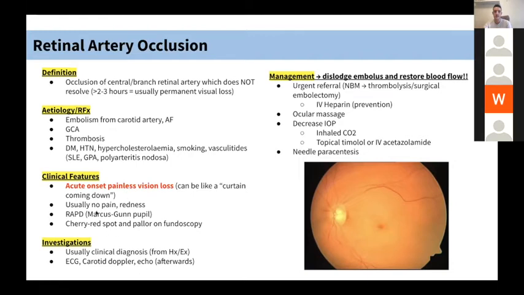And you can see on examination, if you do your ophthalmoscopy, your pupil dilation, that they will have a relative afferent pupillary defect. So anything that can affect the optic nerve at the back of the eye can usually cause this RAPD, or Marcus Gunn pupil, where it doesn't respond appropriately to light.